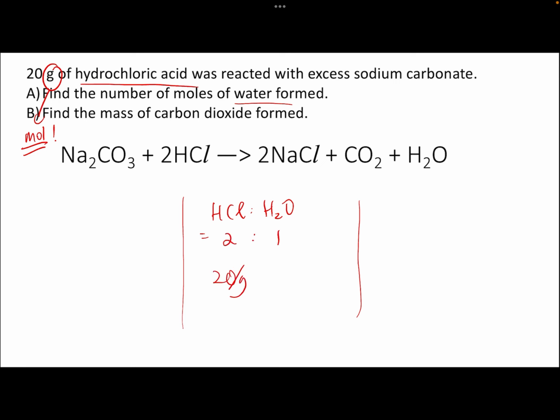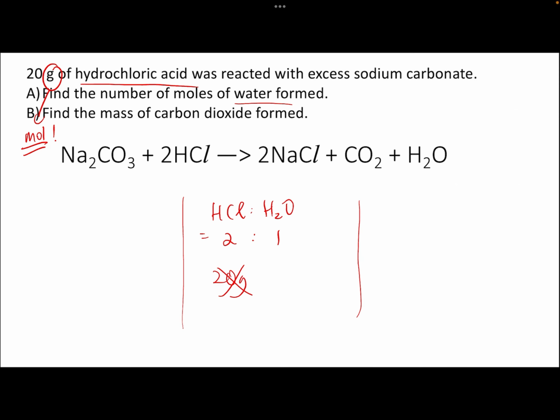So this is 20 grams. I cannot put 20 grams here, right? So what do I do? I need to convert my HCl first. So I have mass. I can calculate 1 mole of HCl. This is 36.5 grams. But I only have 20 grams. So 20 divided by 36.5.